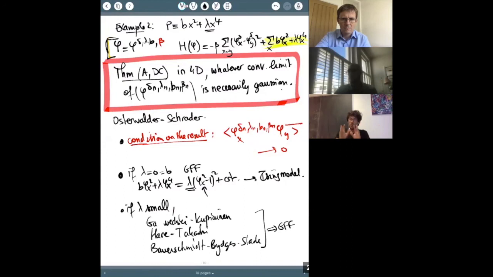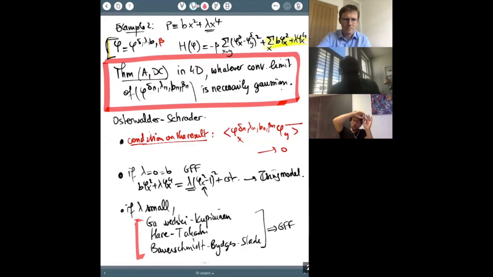Why did I want to finish on this today? It was to try to illustrate one important fact, which is that this result here uses renormalization to try to prove that when you start from a lattice phi-4 model, you necessarily converge to the Gaussian free field, to the fixed point, which is a Gaussian free field.